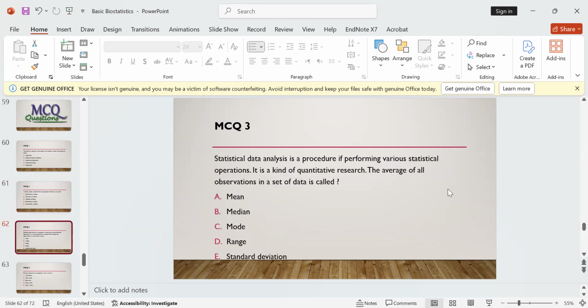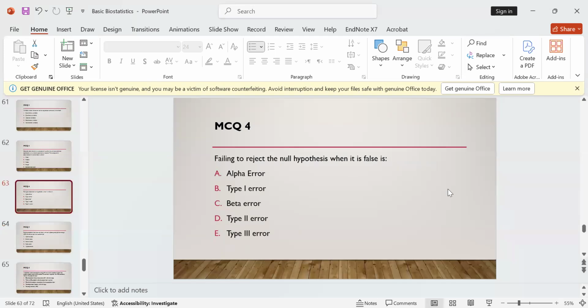MCQ number 3. Statistical data analysis is a procedure of performing various statistical operations. It is a kind of quantitative research. The average of all observations in a set of data is called: A. Mean, B. Median, C. Mode, D. Range, or E. Standard deviation. The answer is A, mean.